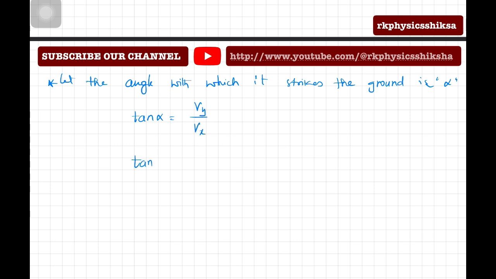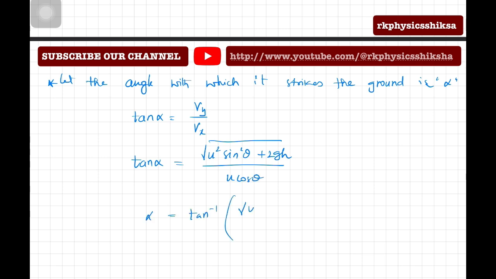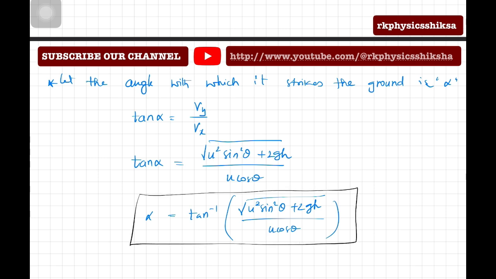So tan alpha will be equal to Vy, which we know, and Vx, which we also know. Vy is root of u square sin square theta plus 2gh, and Vx is Ux, which is equal to u cos theta. So the alpha value will be equal to tan inverse of root of u square sin square theta plus 2gh divided by u cos theta. This is the alpha value, that is, the angle with which it will strike the ground.